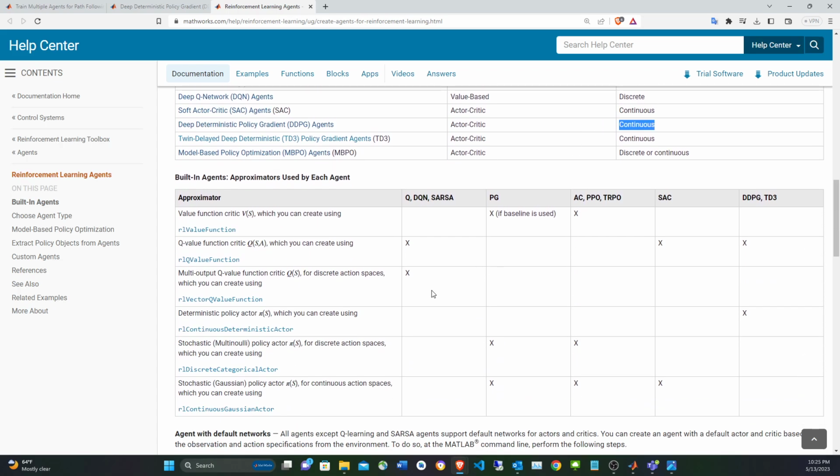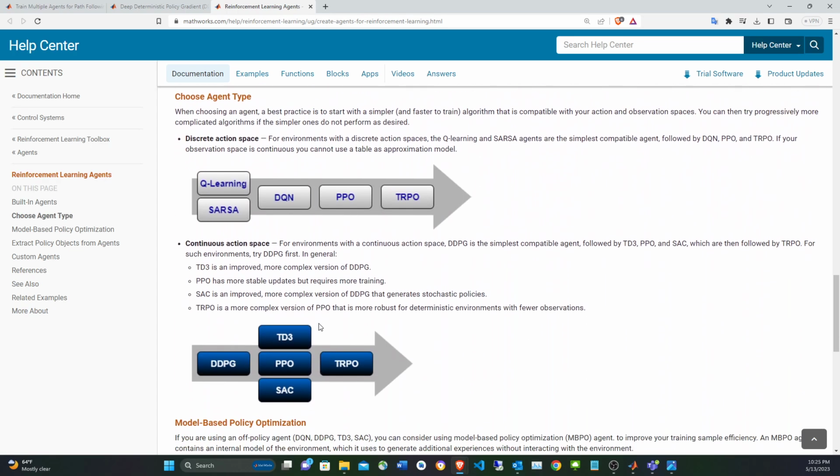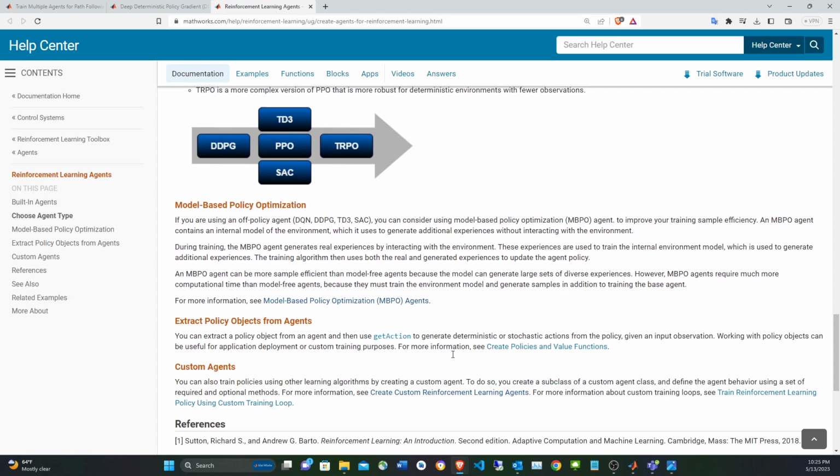And these are the functions that we're going to use for the DDPG. They use the RL Q value function, which is the same that is used for DQN. For the actor, as I mentioned before, we are going to use the continuous deterministic actor. DQN is not the most basic for a discrete action space, but for a continuous one, the DDPG is one of the most basic. So there are other examples with more advanced agents.